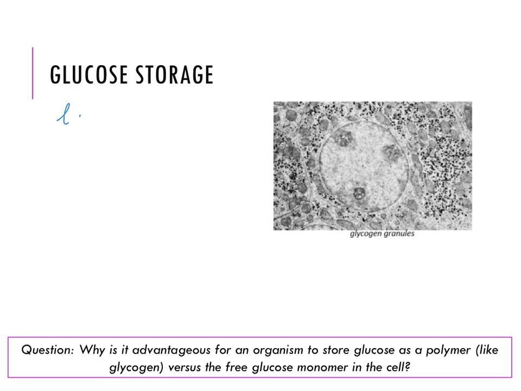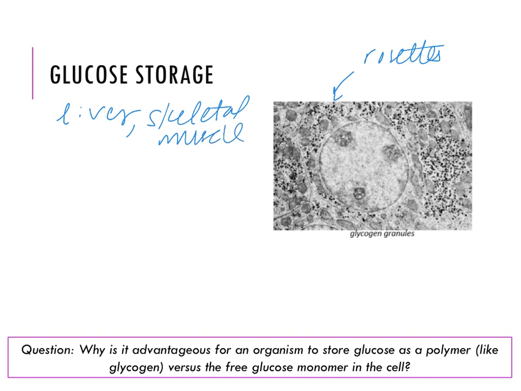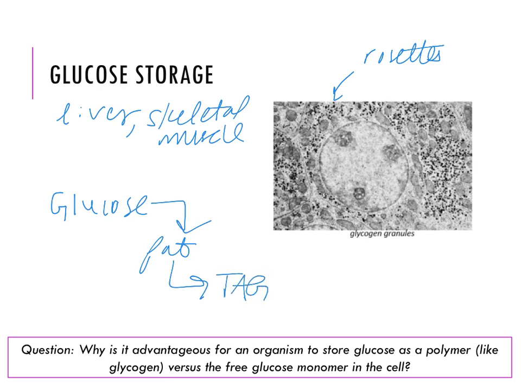Glucose is stored primarily in the liver, and it's kind of hard to see, but there's a whole bunch of these little black dots, and those are called rosettes. And that's because glycogen expands out into this flowery kind of shape. You can also store some glucose in skeletal muscles, but most of it is stored in the liver. Now, glycogen takes up an incredible amount of space. And so once you run out of space, excess glucose will be converted into fat and stored as a TAG because it takes up a lot less space.